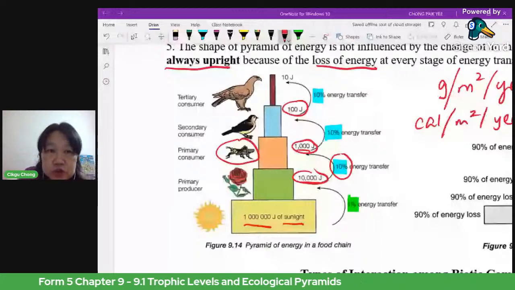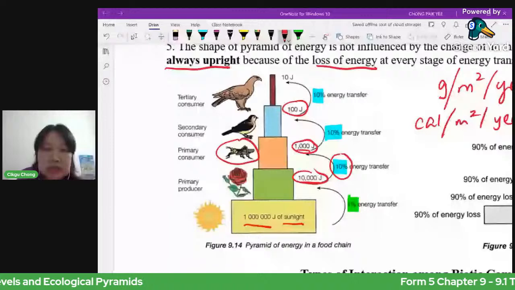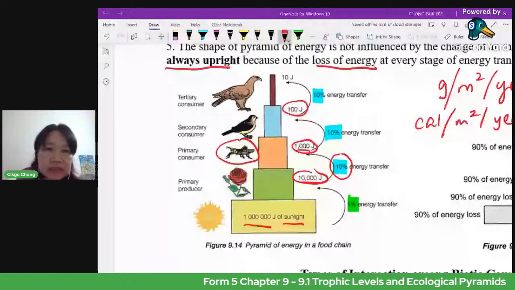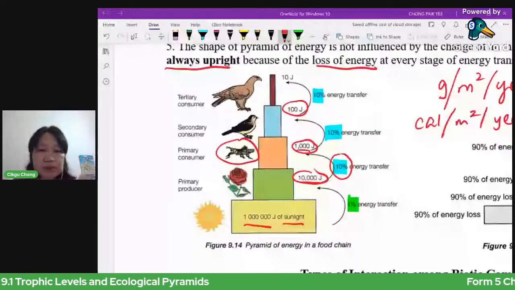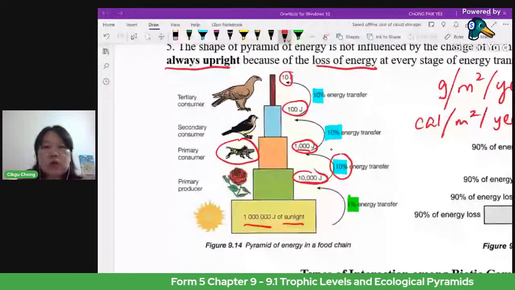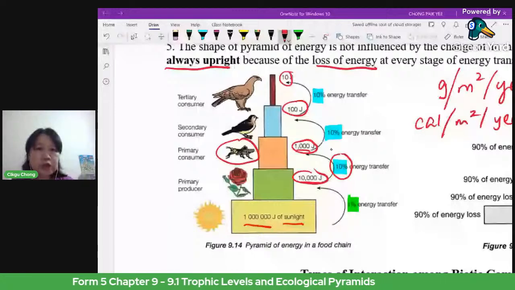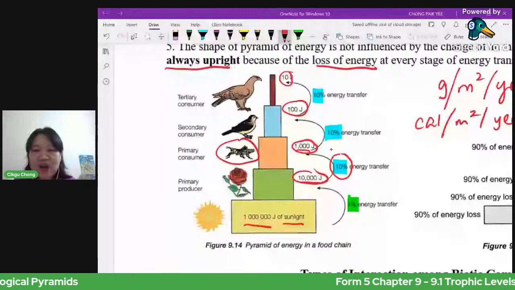So from this 100 joule in the body of the bird, 10% of this will be transferred over to the eagle when the eagle eats this bird. So you see 10 joule. So you say, how is it possible to be inverted? It's not possible. The bottom is always bigger. So that's why you will see that this pyramid of energy is not possible to be an inverted pyramid. It's always that the bottom has more energy.